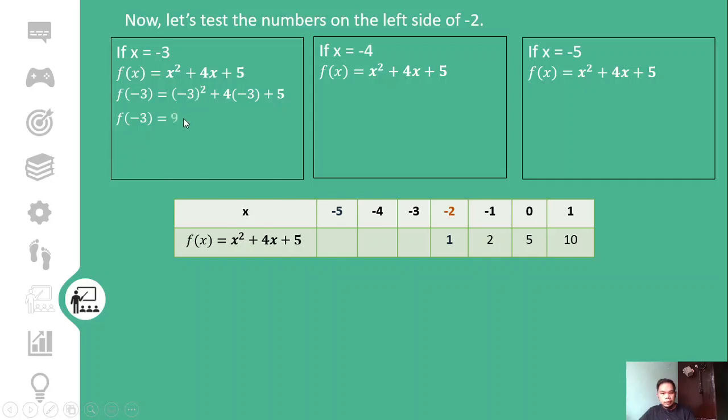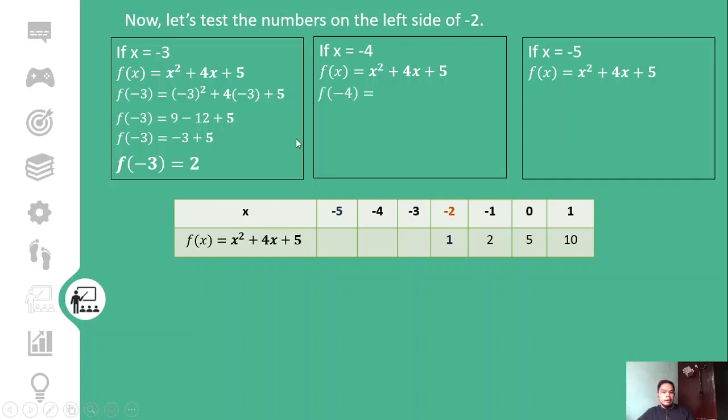Negative 3 raised to 2 is equal to positive 9. Positive 4 times negative 3 is negative 12, then copy plus 5. 9 minus 12 is equal to negative 3, then copy plus 5. Negative 3 plus 5 is equal to positive 2. So therefore, the function of x in x squared plus 4x plus 5 if x is equal to negative 3 is positive 2. So ang ilalagay naman natin sa baba ni negative 3 ay positive 2.